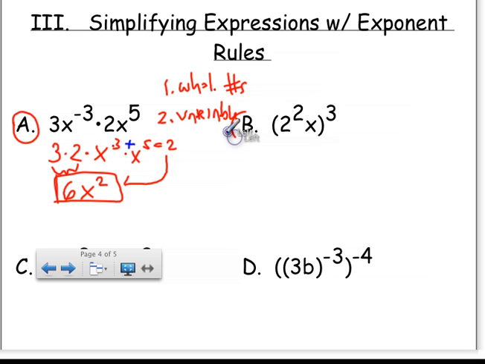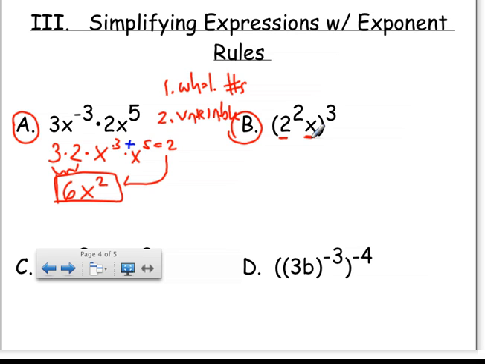Second example, B, I have 2 squared x to the third power. So I'm raising all that stuff on the inside to the third power, and I'm going to use the power of powers rule. In order to do that, that means I need to take every base, which is 2 and x, and raise them to the power of 3.